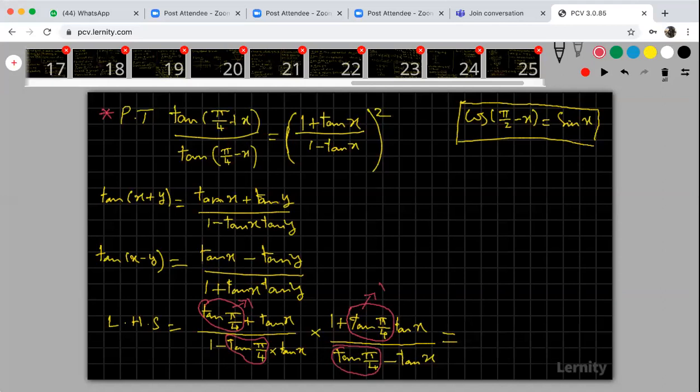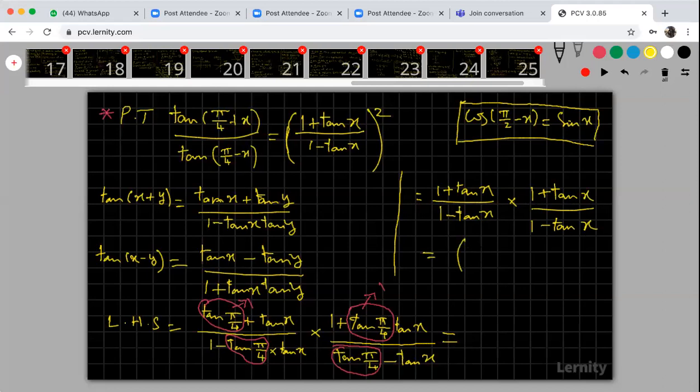So here what I am getting is 1 plus tan x. This is equal to 1 plus tan x, and the denominator is 1 minus tan x, into, here the numerator is 1 plus tan x, the denominator is 1 minus tan x. Therefore 1 plus tan x into 1 plus tan x, 1 minus tan x into 1 minus tan x, the whole square. Numerator also having square, denominator also having square.